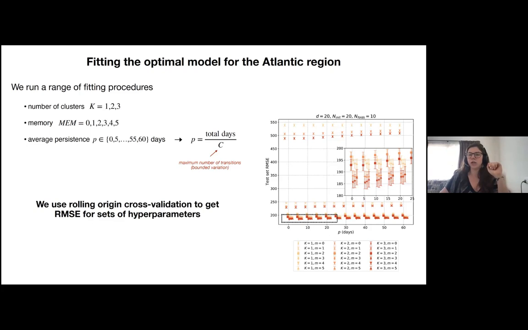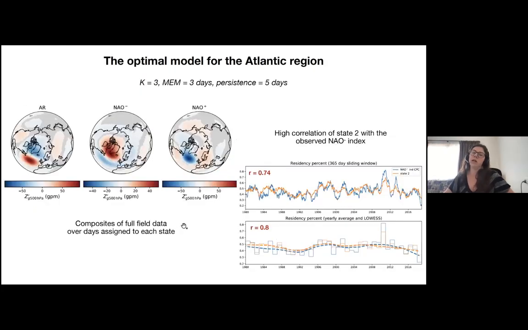So that's this region down here, which is blown up in this part of the figure. At this point, we chose the one that was the minimum, but there weren't too many differences. We did the analysis on quite a few that were around this same RMSE, and the results don't change qualitatively so much. But the optimal model that we get through this rolling origin cross validation gives us a number of clusters of three, a memory of 3 days, and a persistence of 5 days. And this lines up with the literature really well.